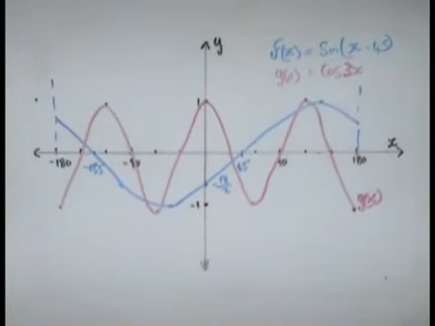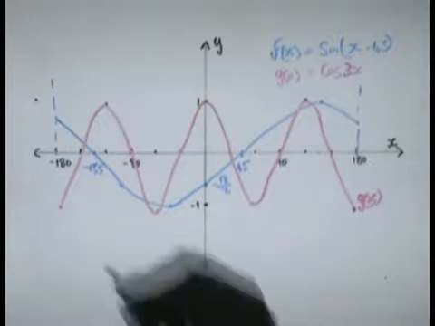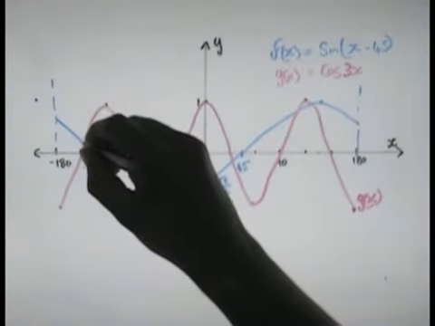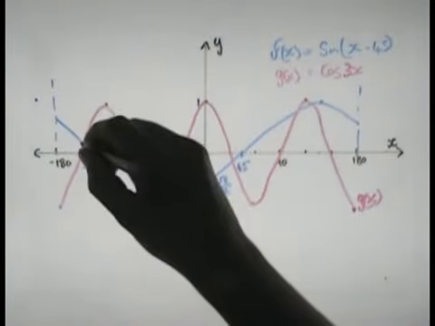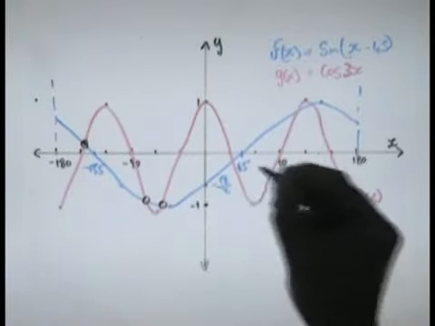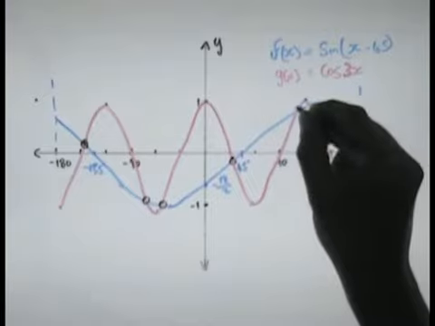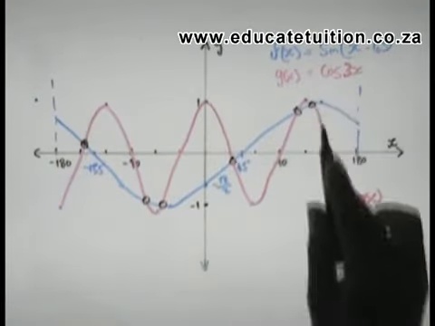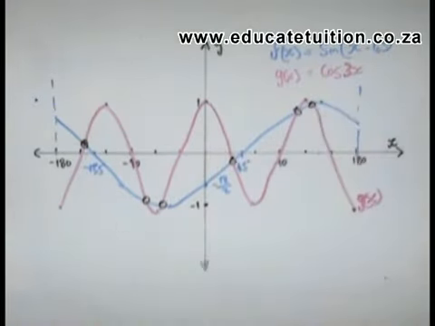In the next question, I ask you what are the points, or what are the x values where the two graphs intersect, or rather when f of x is equal to g of x. Notice that there's 1, 2, 3, 4, 5, 6 different points. We are now going to find those different x values.